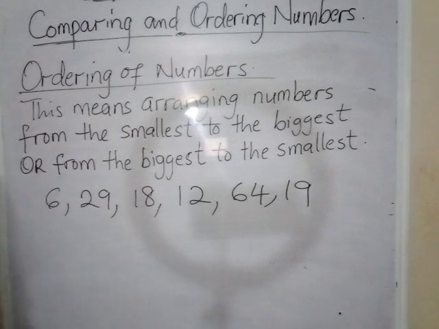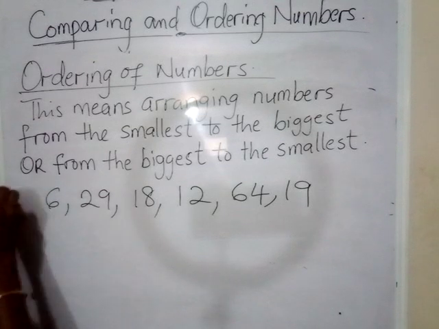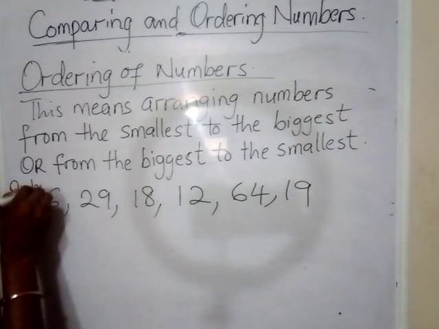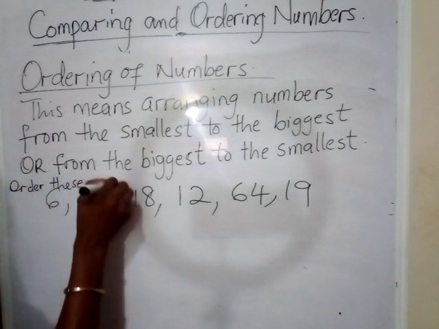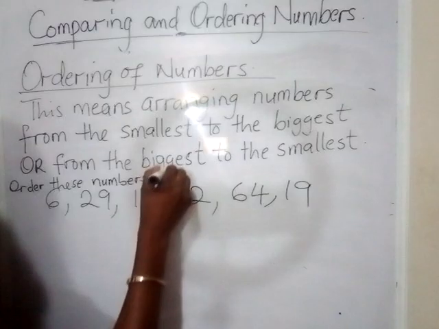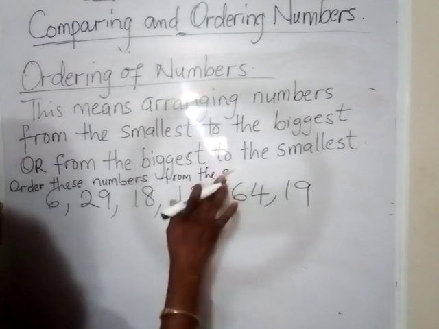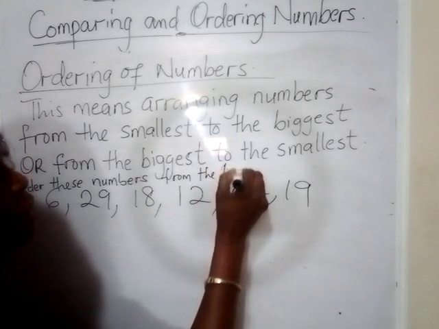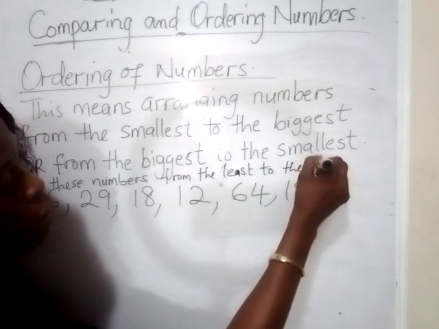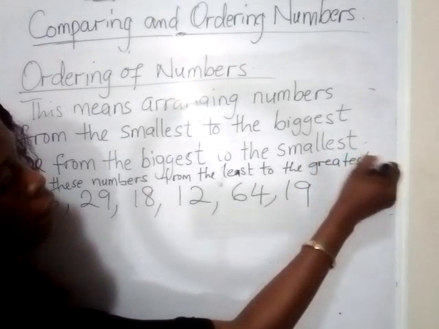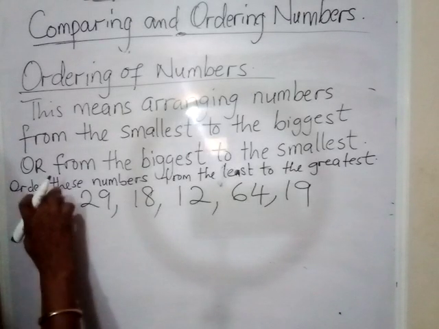So let's try and order these numbers. Let me write: order these numbers from the greatest to the least. Okay, let's say from the least to the greatest. Order these numbers from the least to the greatest.